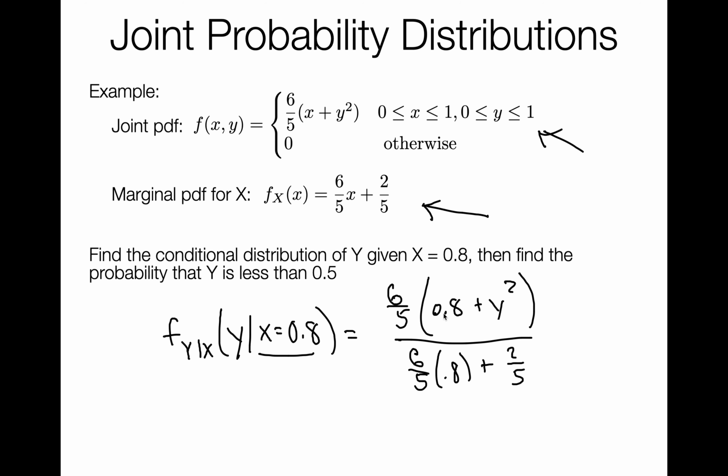Okay, so I did joint divided by marginal, and I substituted in 0.8. Now, of course, you'll want to simplify this just for subsequent steps. And so, let's see, 6/5 is 1.2 times 0.8. That's equal to 0.96.